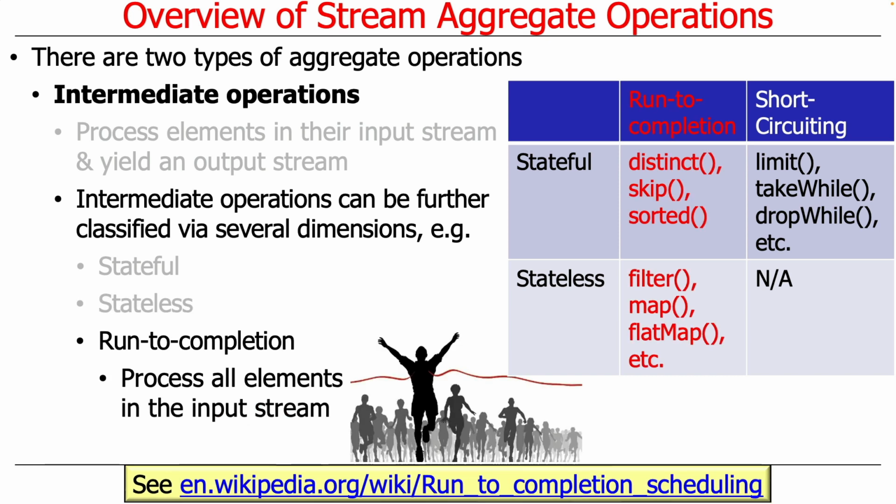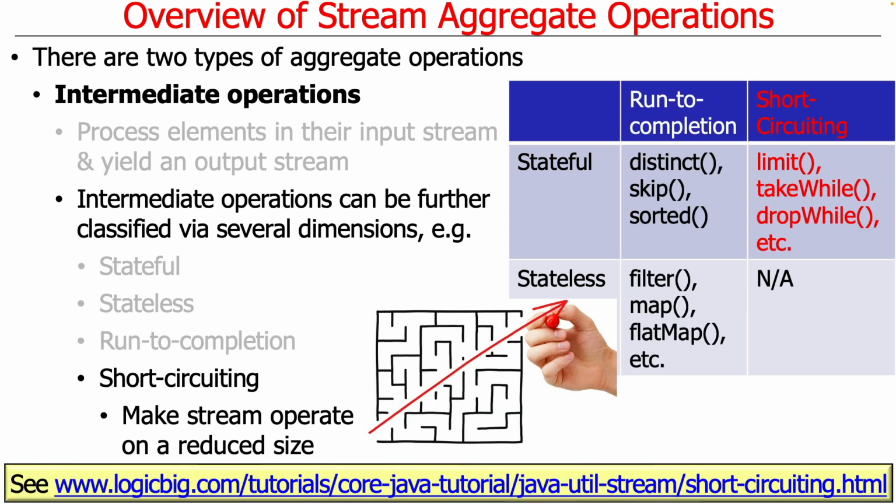The other dimension is run to completion versus short circuiting. So run to completion means that unless something drastically horrible goes wrong that requires an exception to be thrown, every element in the input stream will be processed by that operation. So things like sorted, filter, map, flatMap, they look at all the elements in the stream, and they go to the end, again, unless you throw an exception, which is rare. The other way of slicing and dicing this is to talk about short-circuiting or short-circuit operations.